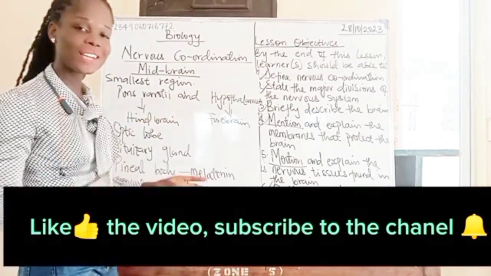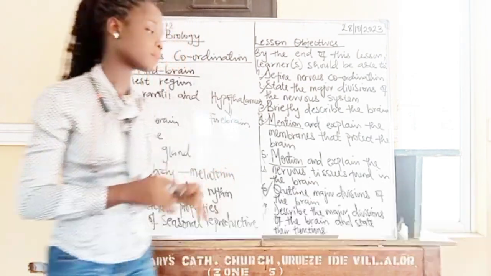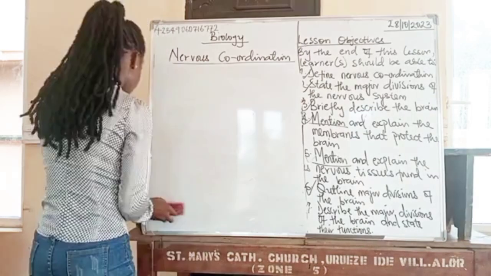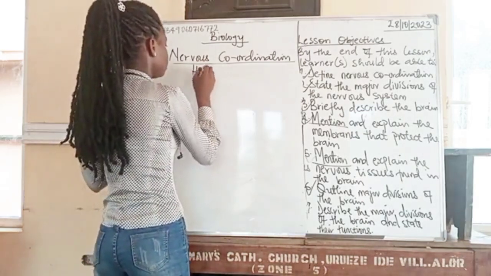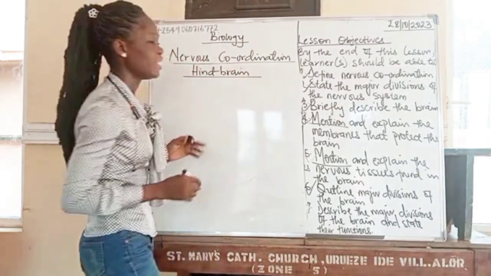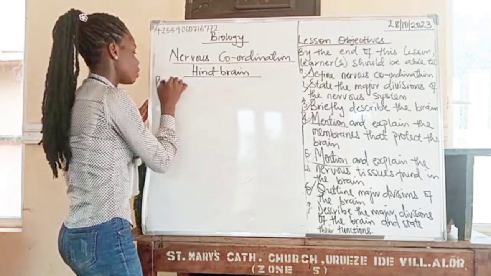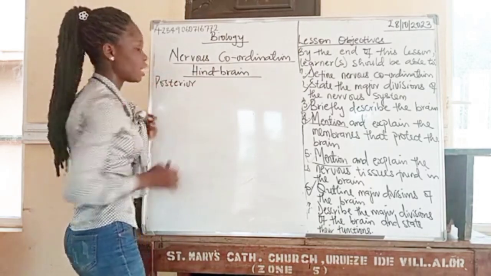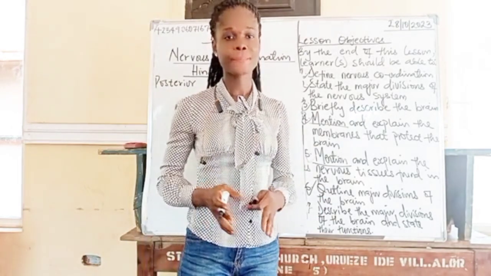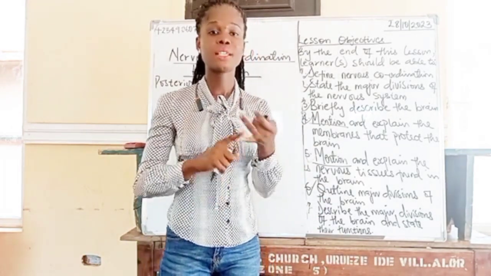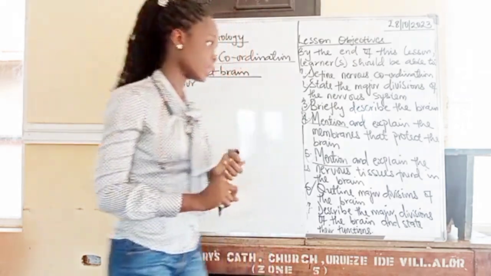We go over to the very last region of the brain, which is the hindbrain. The hindbrain is located at the posterior part of the brain. It forms a connection between the brain and the spinal cord. The hindbrain is made up of the cerebellum, the pons varolii, and medulla oblongata.